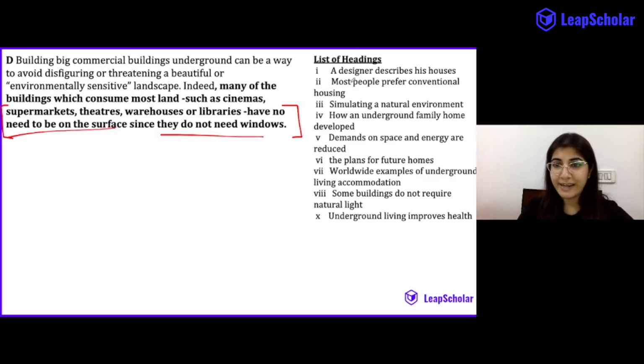So let's read the headings again, and if you read them, you will realize that it talks about some buildings that do not require natural light. So they do not require windows. Why? Because there's no need for natural light to flood in, and that is why we can build them underground. So heading number 8 is a good fit for this paragraph.